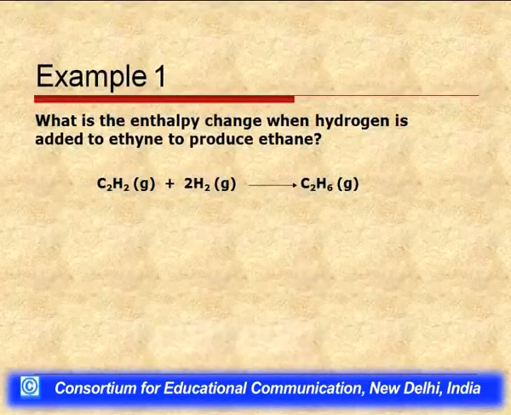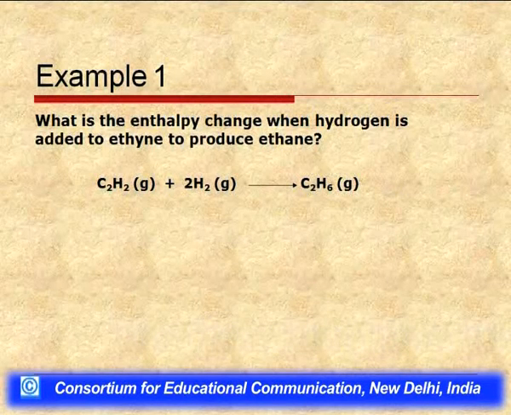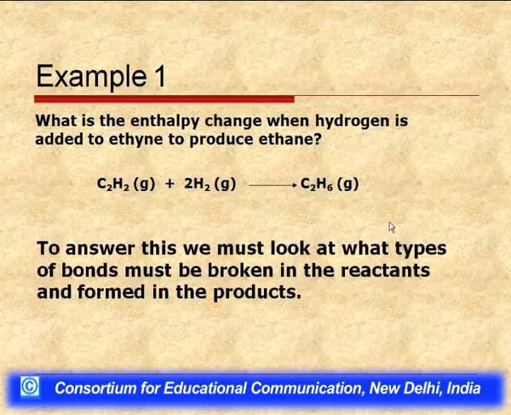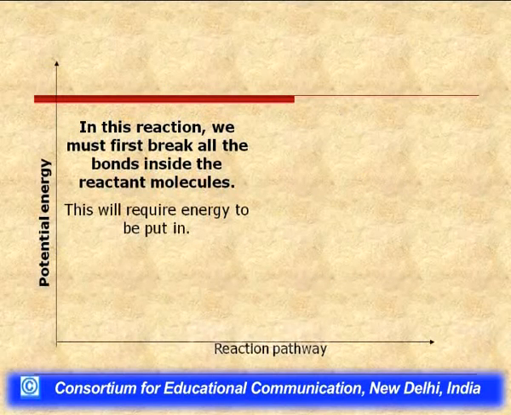Let us take an example. The question arises: what is the enthalpy change when hydrogen is added to acetylene to produce ethane? So, our desired reaction is C2H2, acetylene, combining with hydrogen, both of these gaseous species, to form the ethane molecule in the gaseous state. What would be the enthalpy change for this reaction? To answer this, we must look at what types of bonds need to be broken in the reactants and which need to be formed in the products. Let us have a look at it.